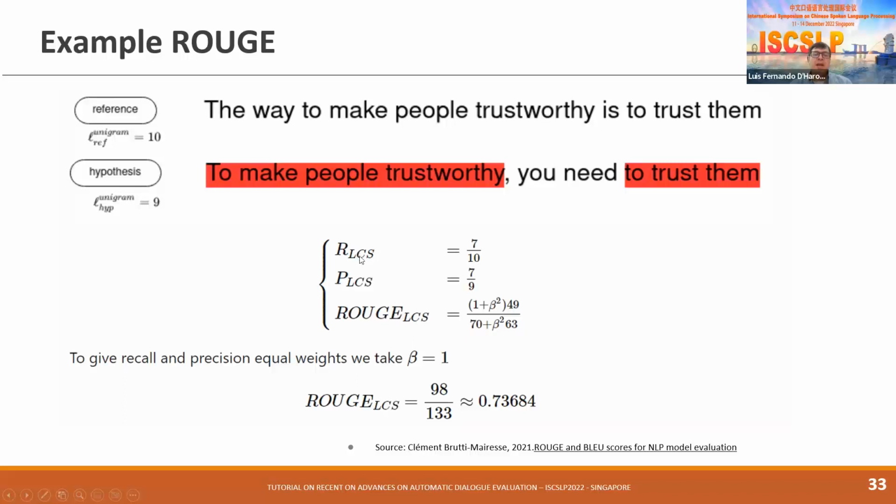So you can have recall LCS, that is 7/10, and you also have precision LCS, which is 7/9, and then you combine all of them. You are combining these because you are taking into account how many of them occur in the reference, how many occur in the hypothesis, and finally you give weight to the recall and precision, and you get something like 0.73. So here, the higher the better, because that means that the system is basically having sequences of words that are exactly the same in the references and in the hypothesis.